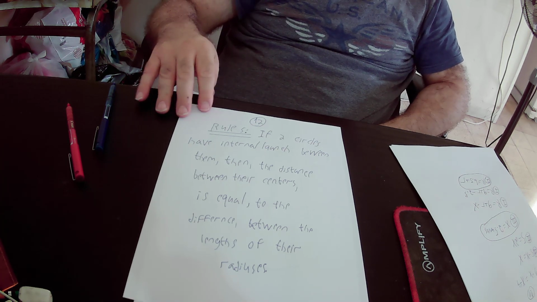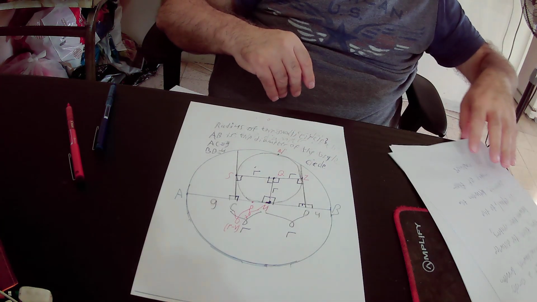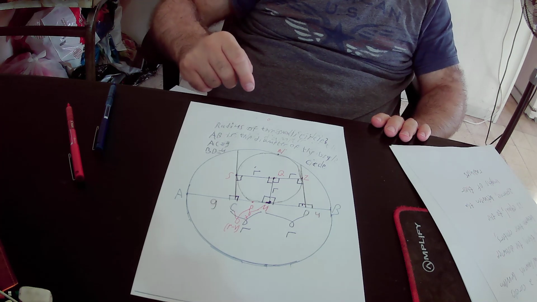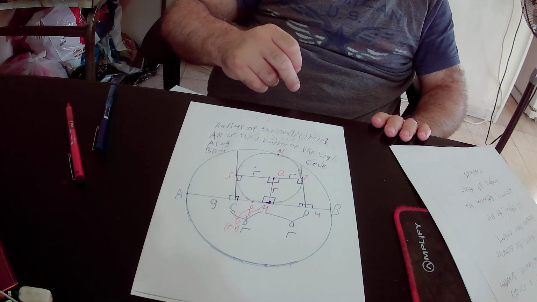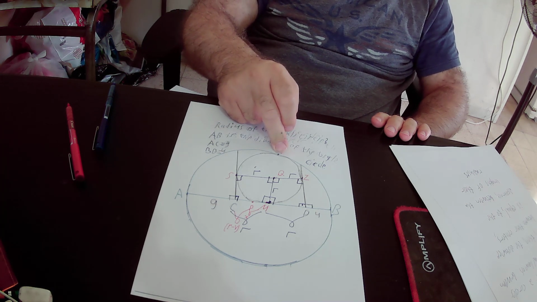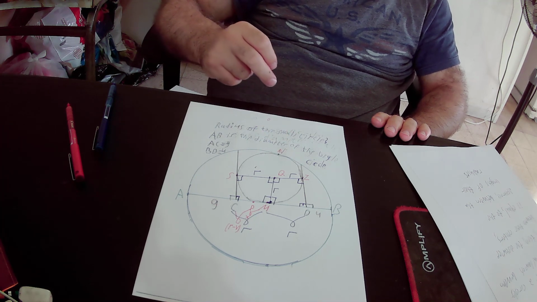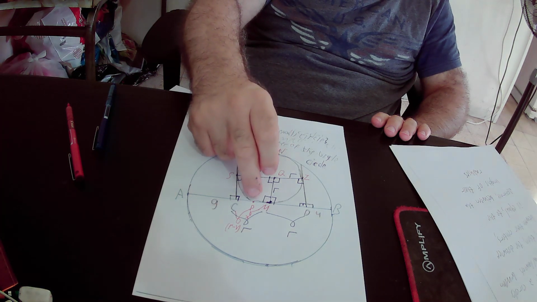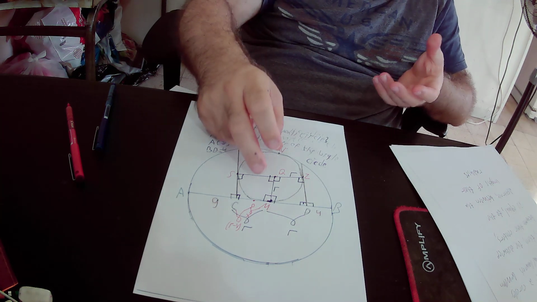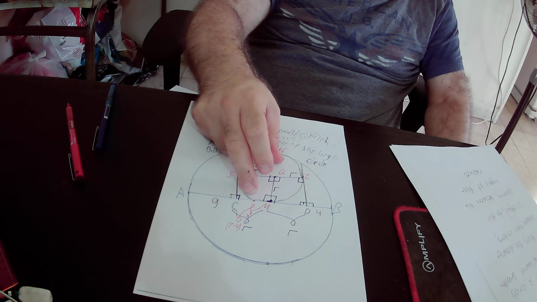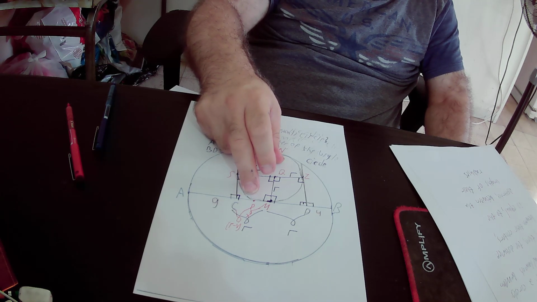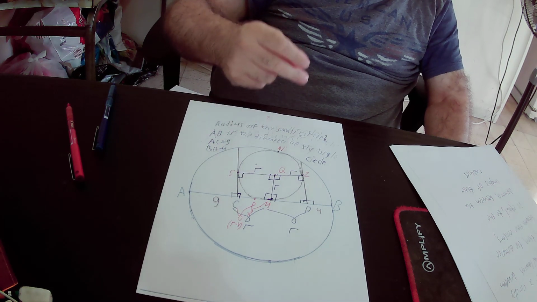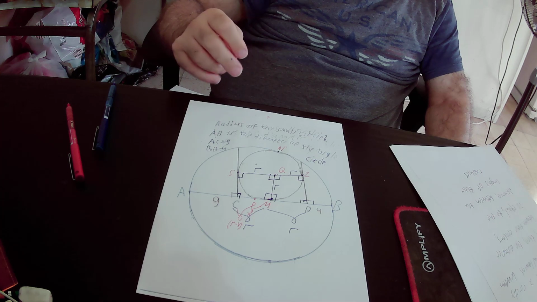So we can implement rule number 5 in our two circles, because here we have two circles that have an internal tangent between them at point N. Therefore, according to rule number 5, the distance between their centers, we know that the center of the small circle is at point Q and the center of the big circle is at point P. So the distance between those two centers is QP. And QP equals the difference between their radiuses, that is to say, QP equals capital R minus small r. So I'll write it down.